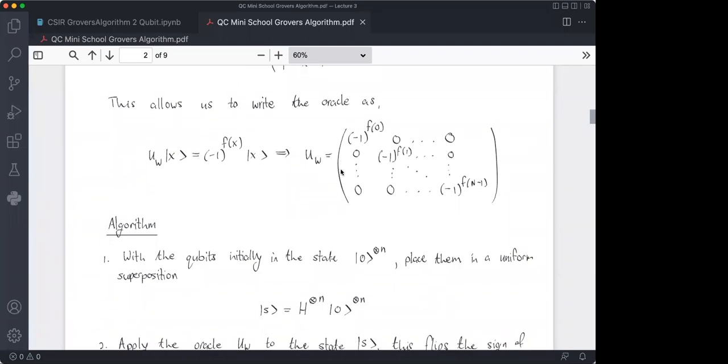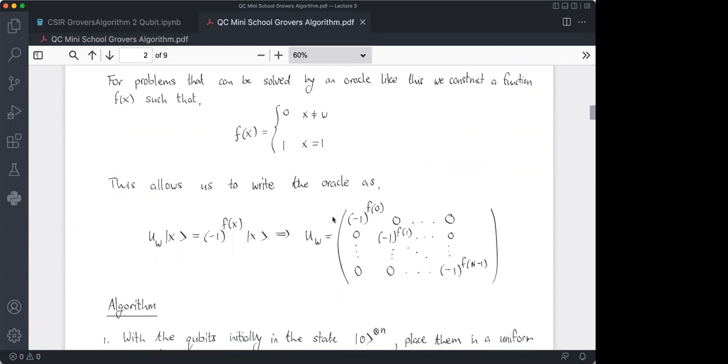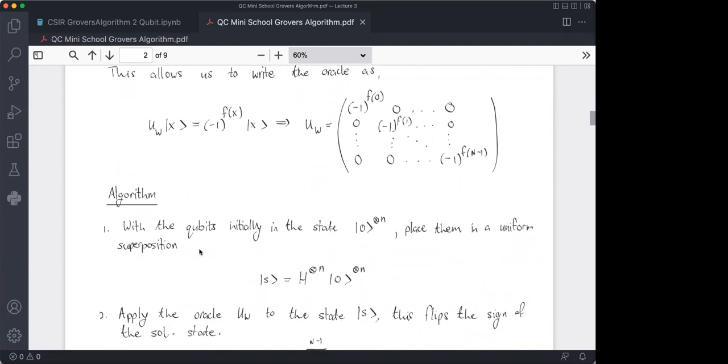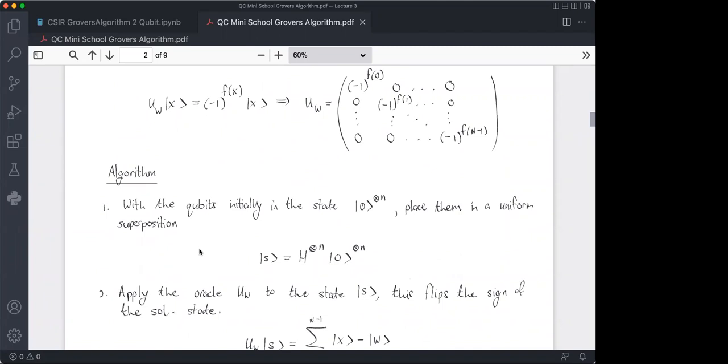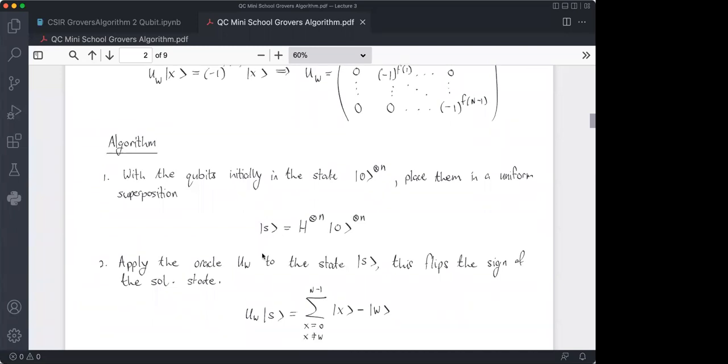So now that we know what the oracle is for doing search problems in a database that is the computational basis states, let's see how Grover's algorithm will solve the unstructured search problem for this database. The algorithm is as follows. The first step is that all the qubits are initially in the state 0, and we need to place them in a uniform superposition. We do that by applying Hadamard gates to all of the n qubits, and we call that state S.